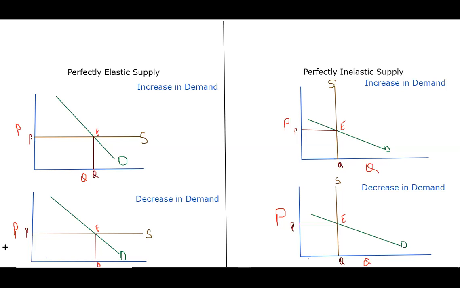So now we are doing this first case, perfectly elastic supply. Now I am just repeating what I said. What does perfectly elastic supply mean? It means that at a particular price, it can sell an unlimited number of quantities, and due to a slight change in price, the supply gets to 0, right? So this is perfectly elastic supply.